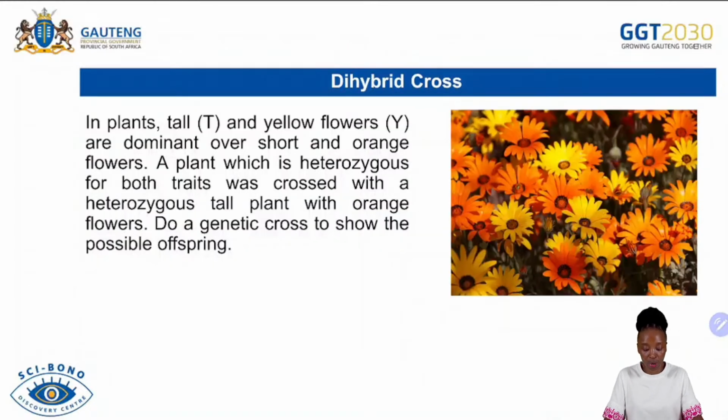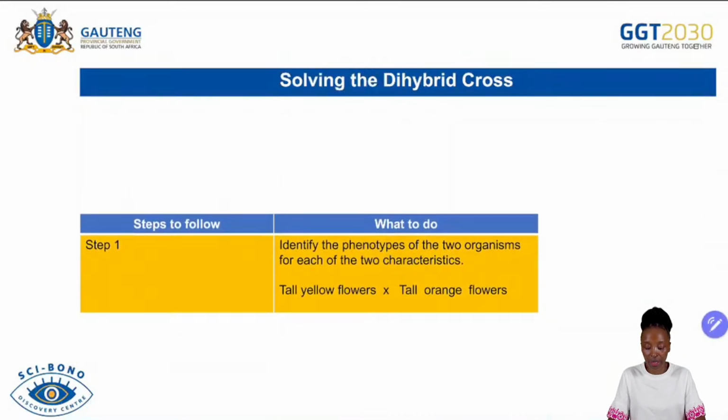So let's put this into practice. Let's look into a question, for example. It says in plants, tall and yellow flowers are dominant over short and orange flowers. A plant heterozygous for both traits is crossed with a plant that is heterozygous for tall and with what? With orange. Okay, I'm going to go back, sorry.